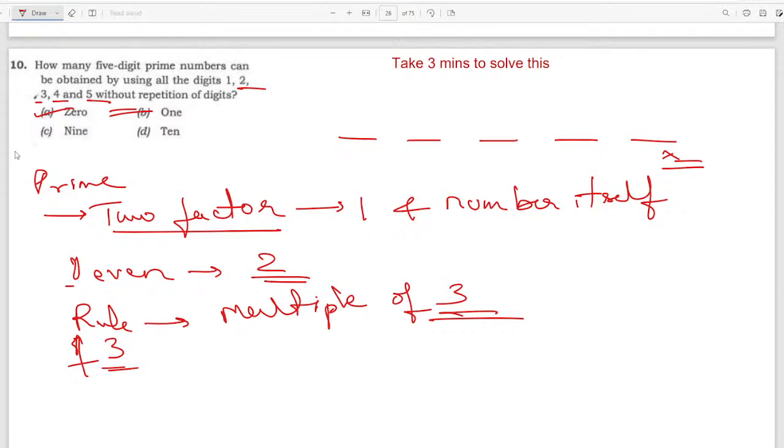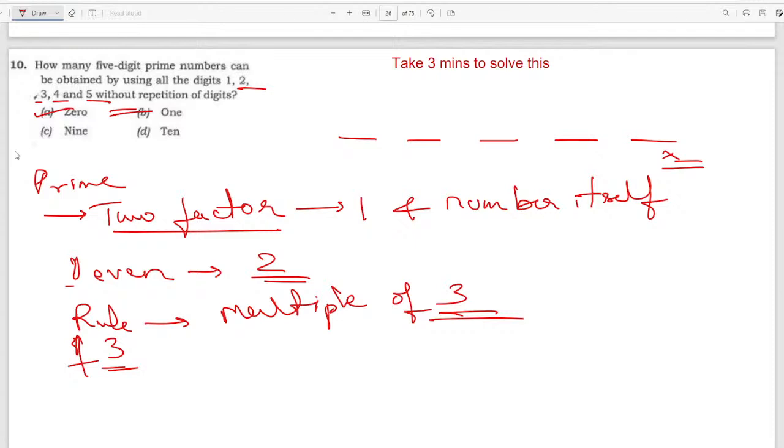So this was a relatively easy question. You just had to see whether it is divisible by any other number. In this case, the sum of the digits is a multiple of 3. So this number in any combination would always be a multiple of 3.